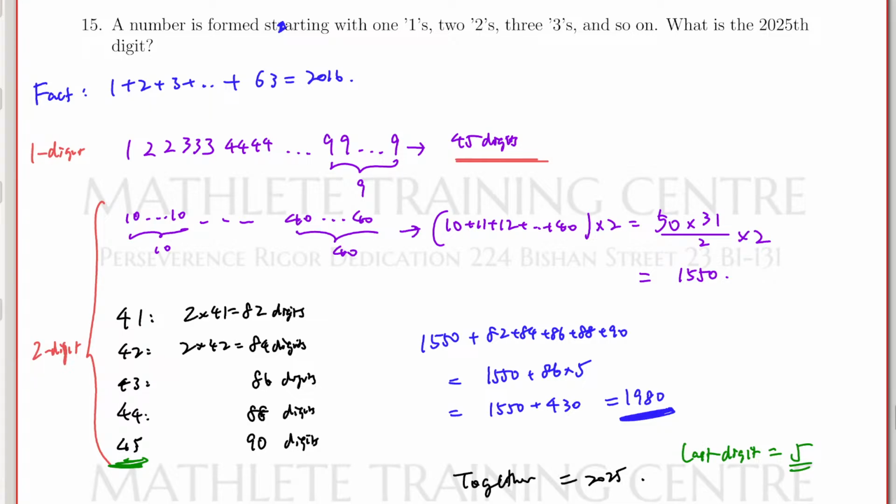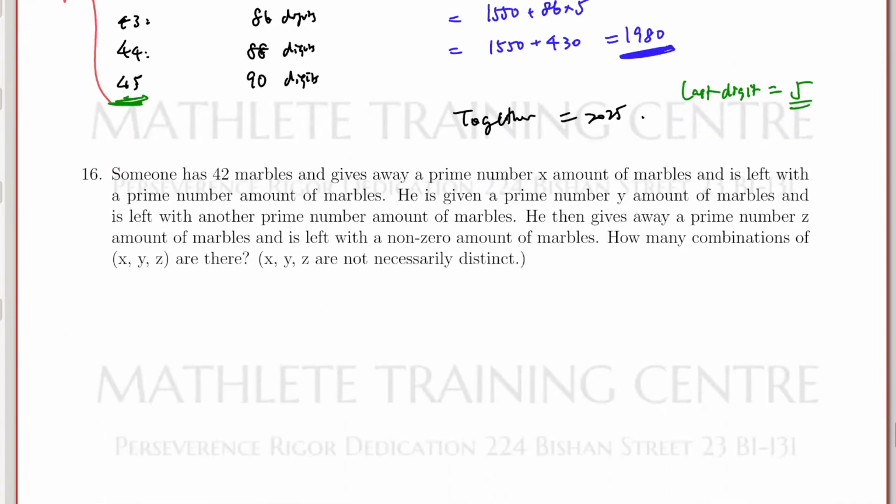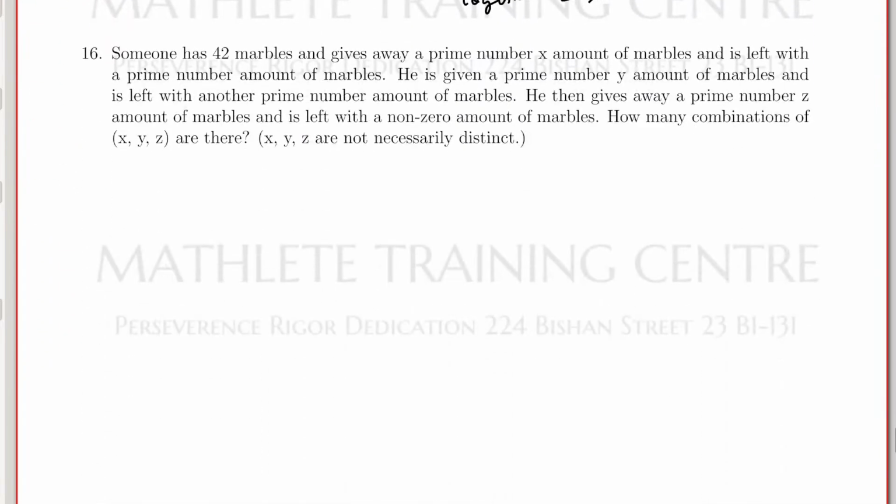Now, we only have 5 more questions left over. Let's continue. Question number 16. This is a very confusing question because of all the words in the question. It says someone has 42 marbles and gives away a prime number x amount of marbles and is left with a prime number amount of marbles.